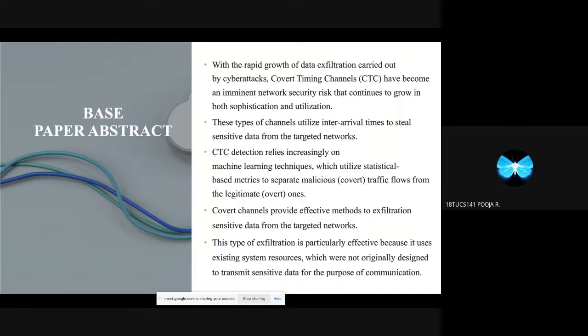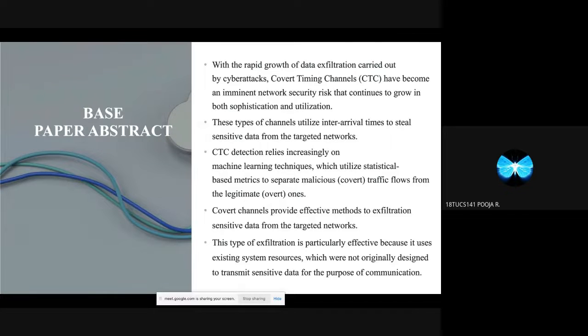So the base paper abstract is, with the rapid growth of data exfiltration carried out by cyber attacks, covert timing channels, which are nothing but a technique that steals data from any kind of network, have become an imminent network security risk, which continues to grow in both sophistication and utilization. These channels try to steal sensitive data from the targeted networks. CTC detection is also a technique based on machine learning. These traffic flows try to detect data from any kind of network and drop the traffic flows.